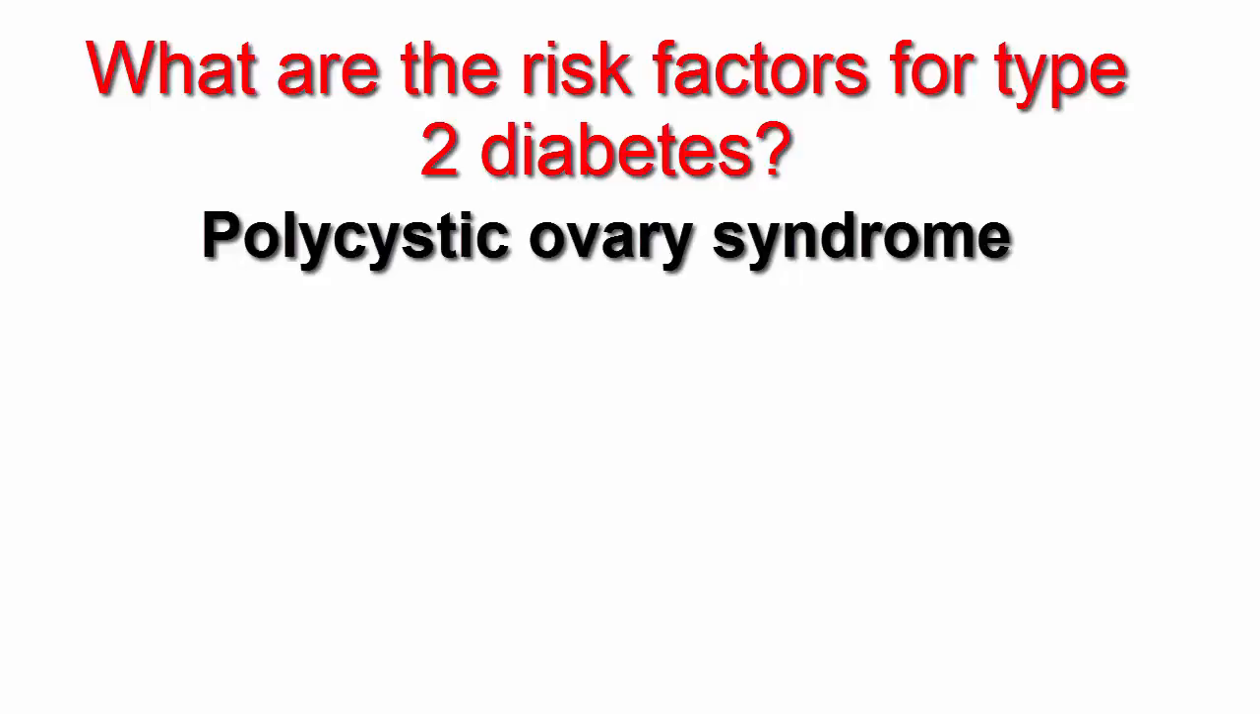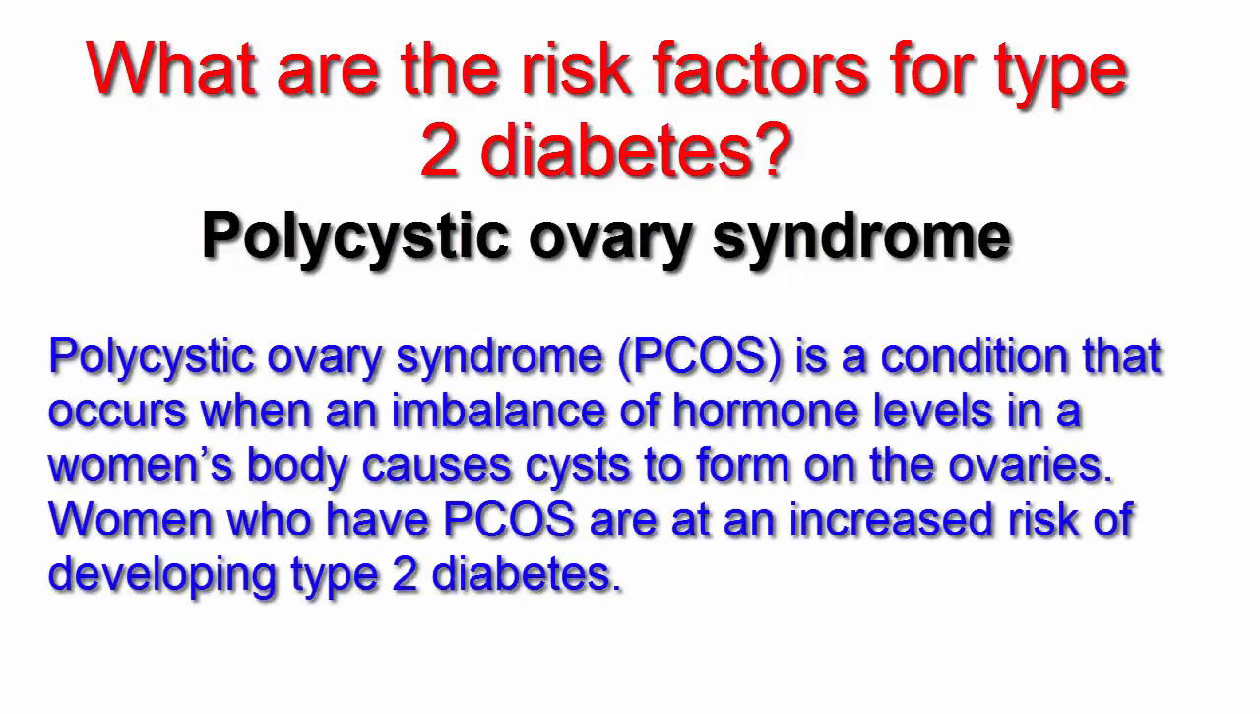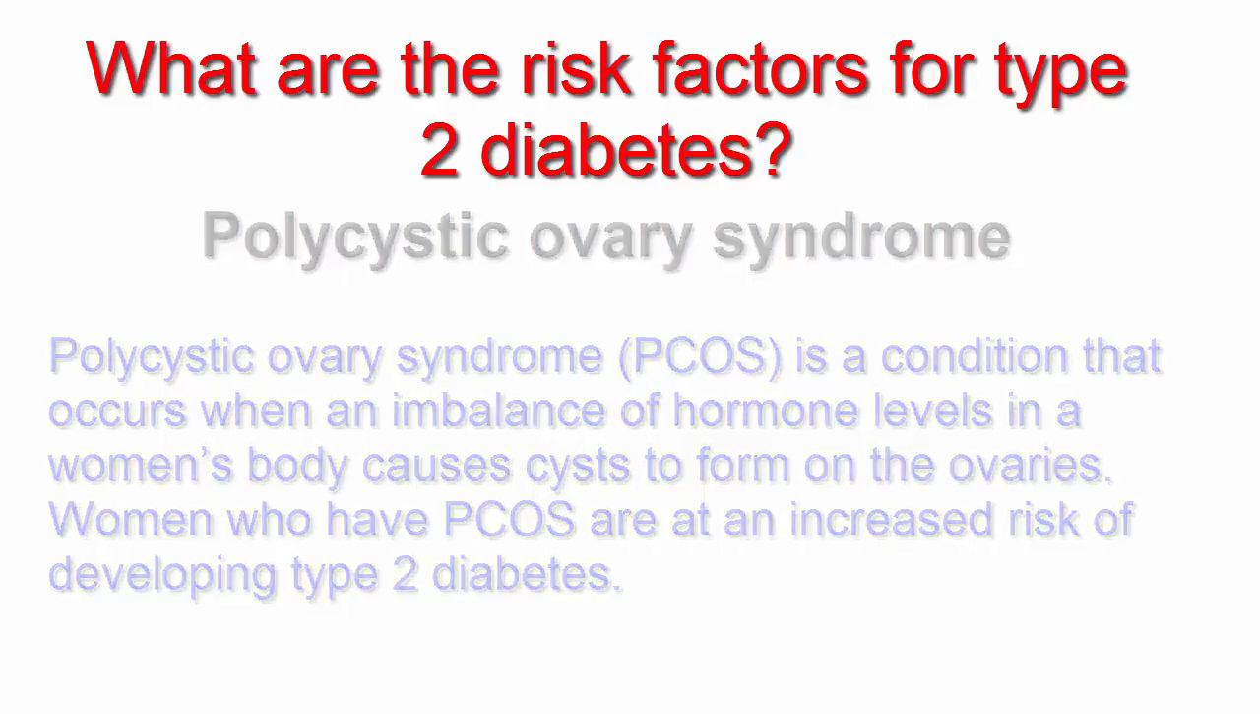Polycystic ovary syndrome. Polycystic ovary syndrome (PCOS) is a condition that occurs when an imbalance of hormone levels in a woman's body causes cysts to form on the ovaries. Women who have PCOS are at an increased risk of developing type 2 diabetes.